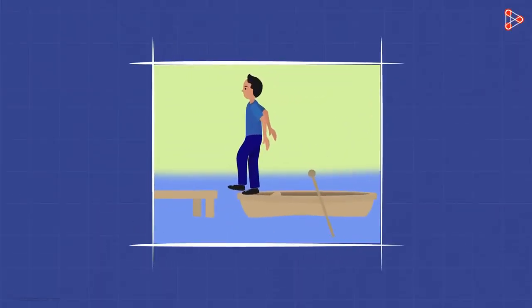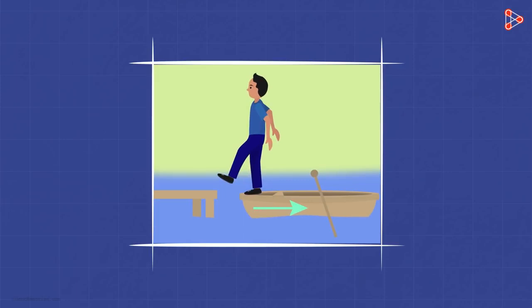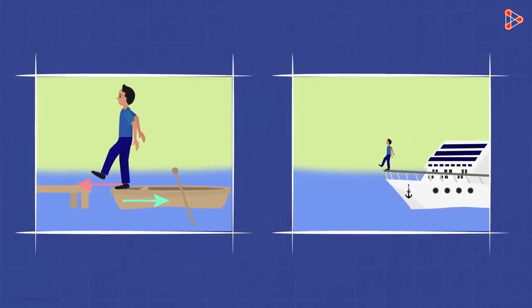If you're in a boat and step out of it onto the land, there are two forces involved. You pushing the boat behind and the boat pushing you forward. And that's why you see the boat go backward when you go forward. Now let's say a sailor jumps off a huge ship. The sailor does apply a force on the ship and the ship also applies a force on the sailor. But do you think the ship will accelerate as much as the sailor? Not really. And I think you know why.